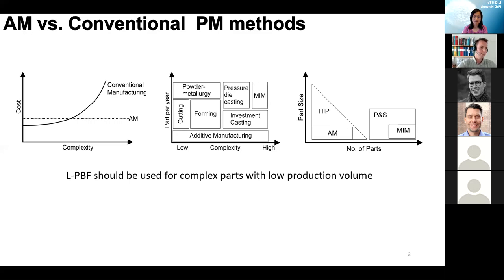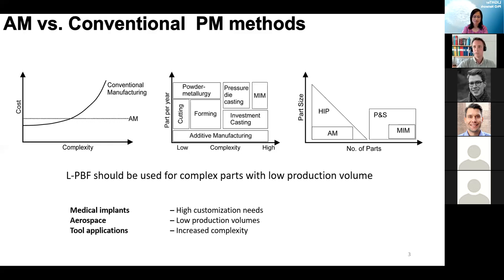So to conclude this, you can say that laser powder bed fusion should be used for complex parts in low production volumes. And here it starts to narrow down which type of industries this could be interesting for. And then we have medical implants, aerospace, and tool applications, and so on. So we are trying now to expand this, to increase the productivity so much that we can address automotive and other industries, so that they can see a benefit in using additive manufacturing.